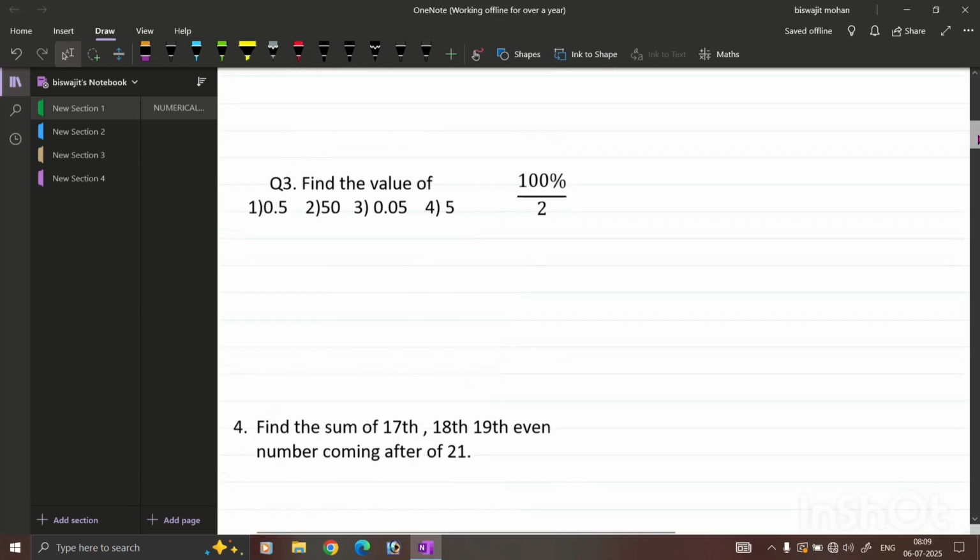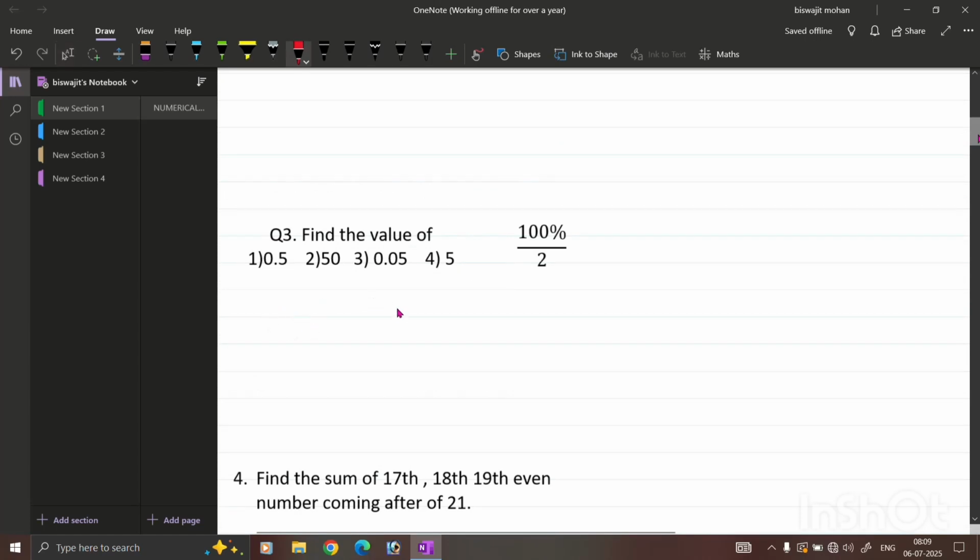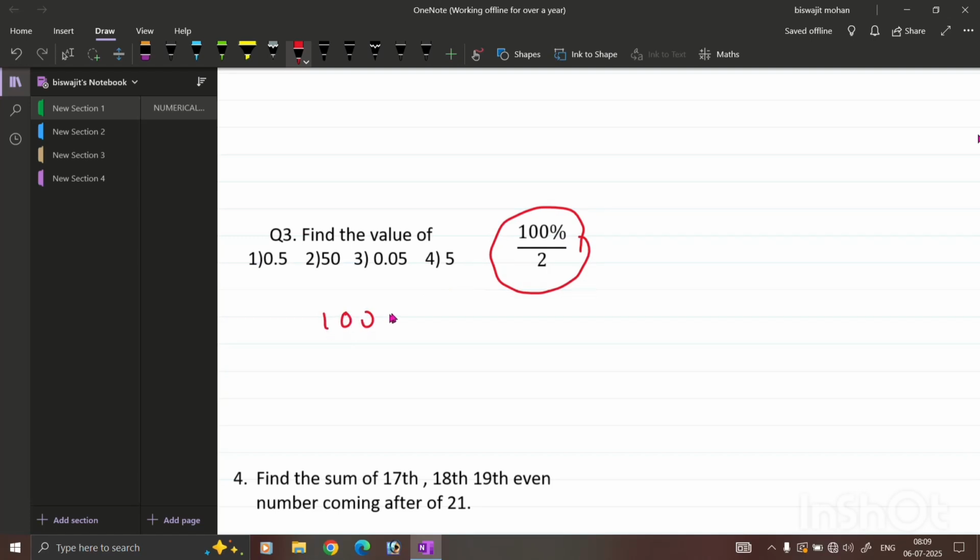Question number 3. Find the value of 100% of 2. What is the value? Yes, we know what the meaning of 100% is. 100% means 100 by 100, which is equal to 1. So 100% of 2 means 1 by 2. Yes, 1 by 2 is equal to 0.5. So what is the answer? 1. Next question.